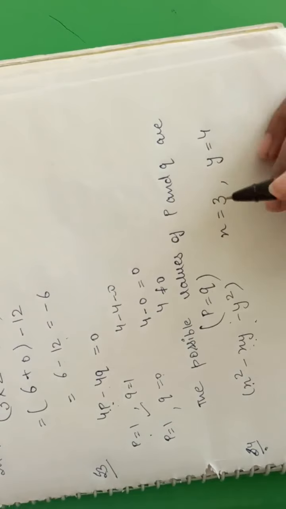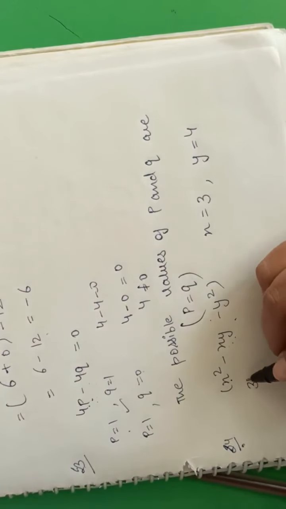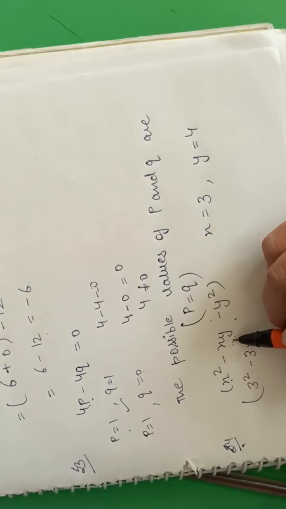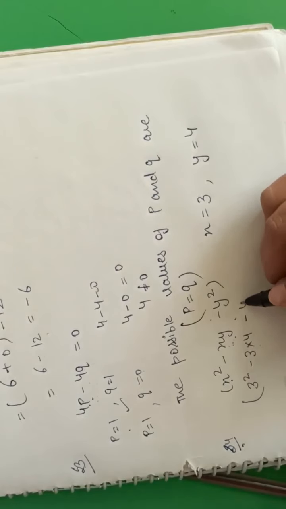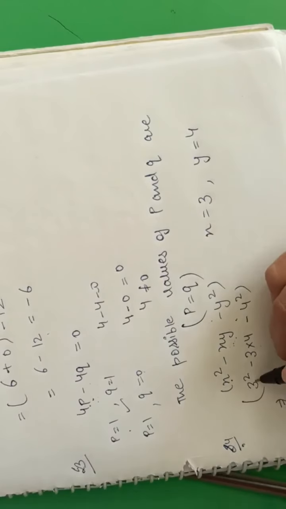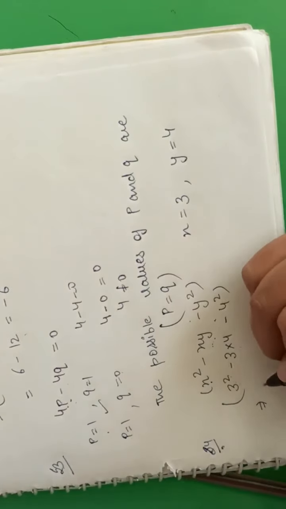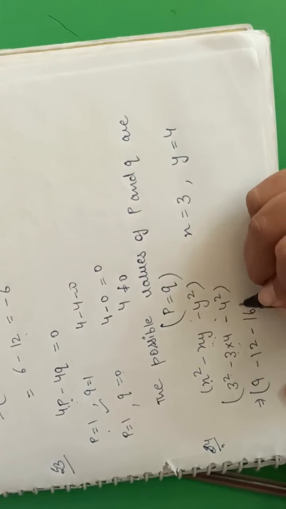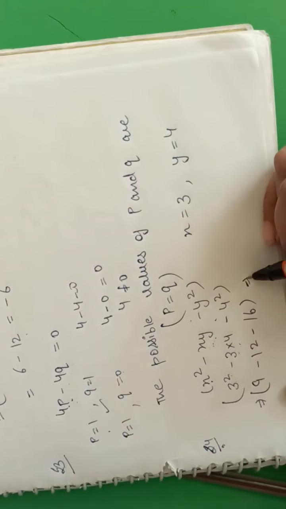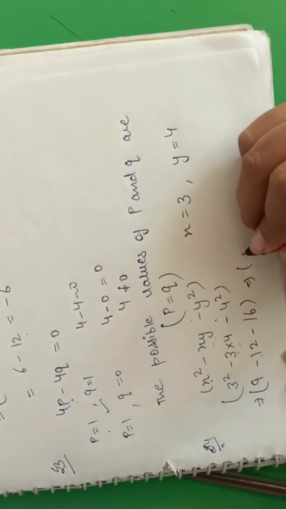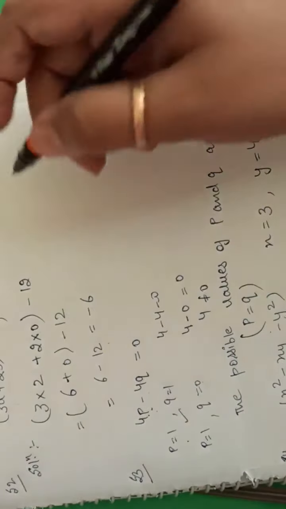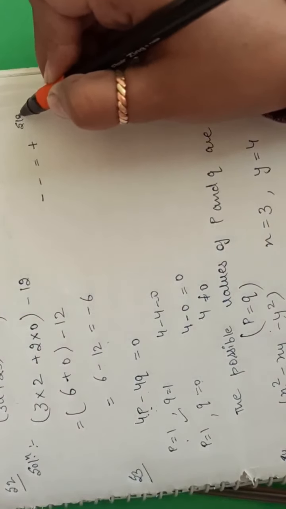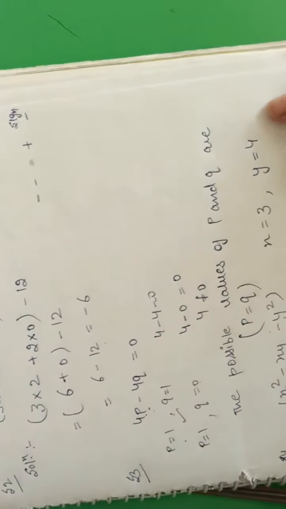Now put the values of x. 3 square minus 3 multiply with 4. There is no sign in between, it means multiplication. Minus 4 square. 3 square means 3 3s are 9, minus 3 4s are 12, minus 4 4s are 16. Again a minus sign. I hope you all know about these identities that minus minus equals plus, but the sign that comes is minus.